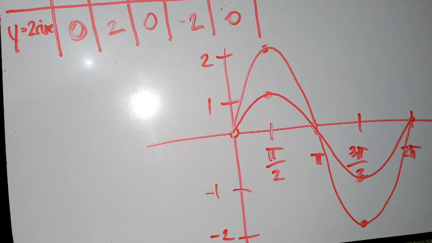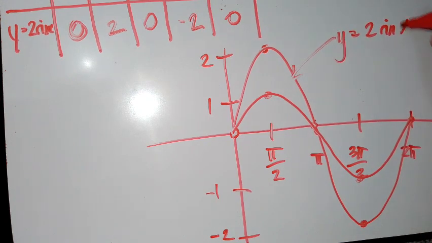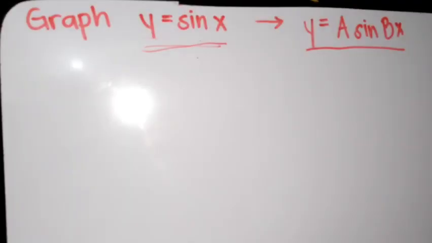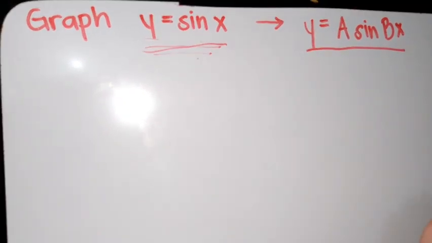If we're going to compare y equals 2 sine x, with the amplitude of 2, with y equals sine x. So again, this is our y equals 2 sine x, and this is our y equals sine x. So what if we're going to graph y equals sine x but in the form of y equals a sine bx? We have here an example.